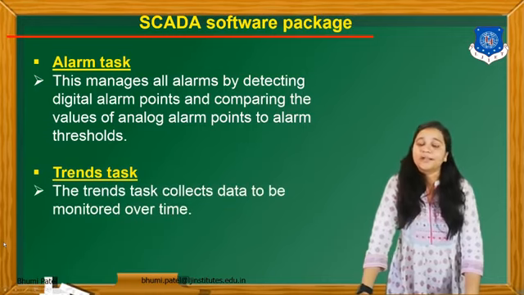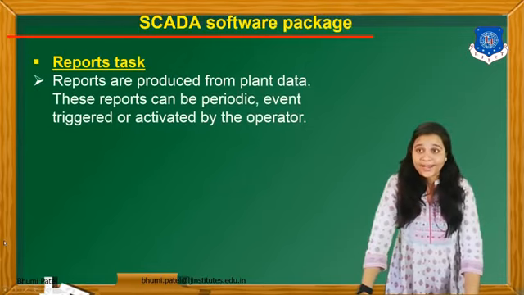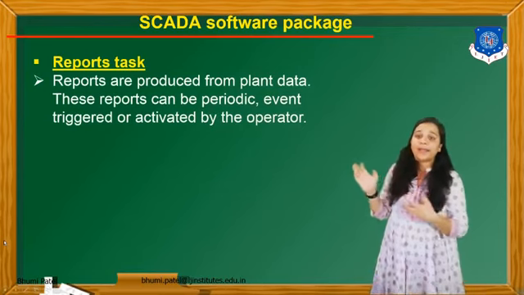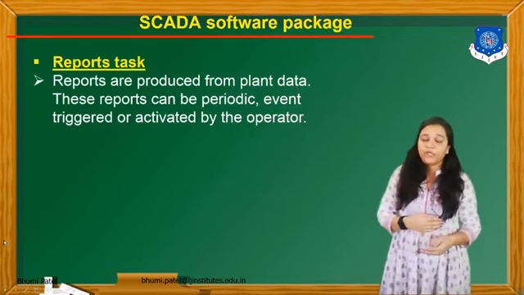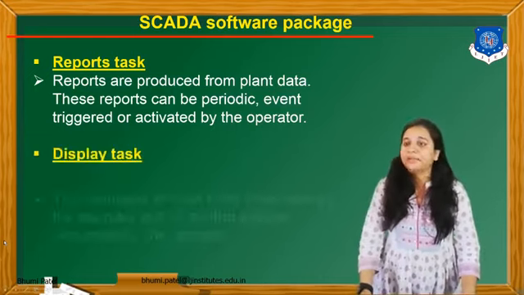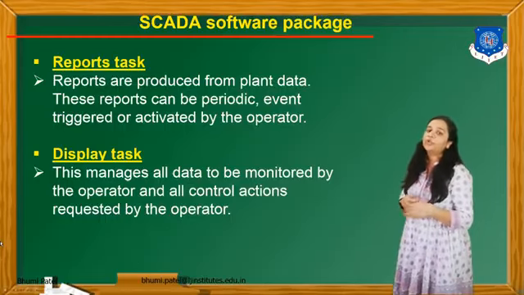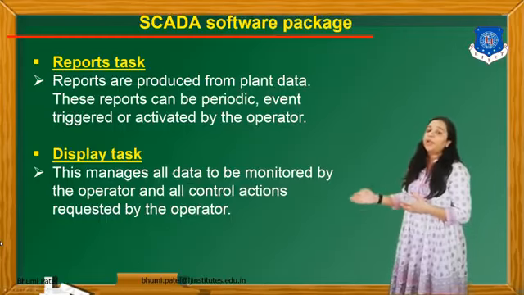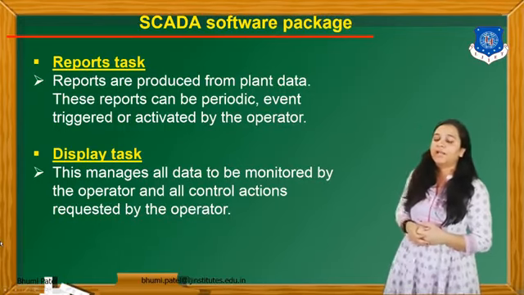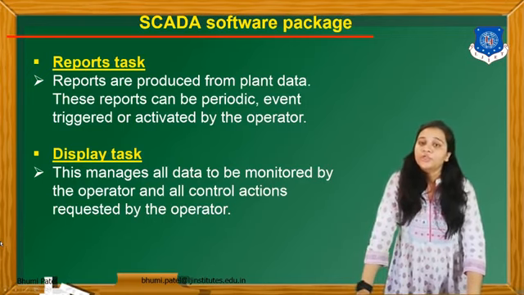The trend task collects the data to be monitored over time. The fourth one is the report task. Reports are produced from the plant data. These reports can be periodic, event triggered or activated by the operator. And the fifth one is the display task. This manages all the data to be monitored by the operator and all control actions requested by the operator. So these 5 tasks will be operated using the SCADA software packages.